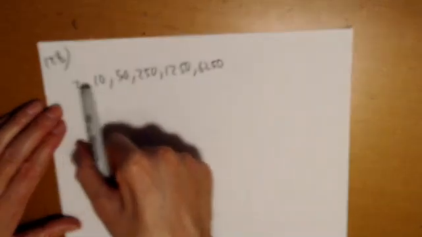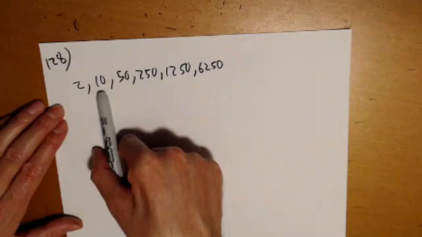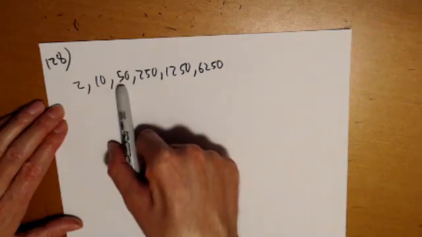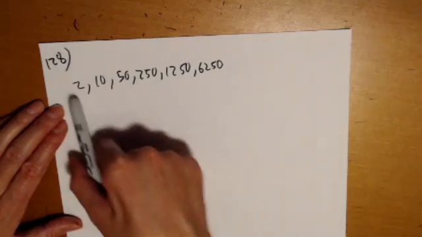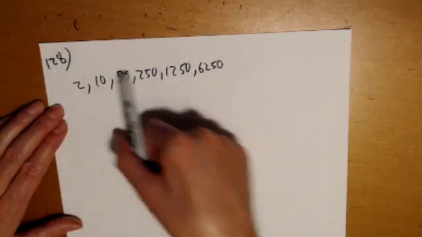So how do you get from 2 to 10? You could be like, oh, I add 8. How do I get from 10 to 50? I add 40. Then I add 200. The number is not the same, so it's not arithmetic. Arithmetic means the difference, how much you add, is always the same.